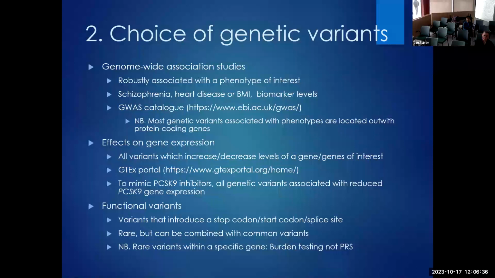So how do you choose which genetic variant to include? Genome-wide association studies, these are the gold standard for how you identify which genetic variants are associated with a phenotype. So you could conduct a genome-wide association study of schizophrenia, heart disease, BMI, a biomarker. And then, the GWAS catalogue is a great place for looking for genetic variation, or which genetic variants have been associated with a phenotype.